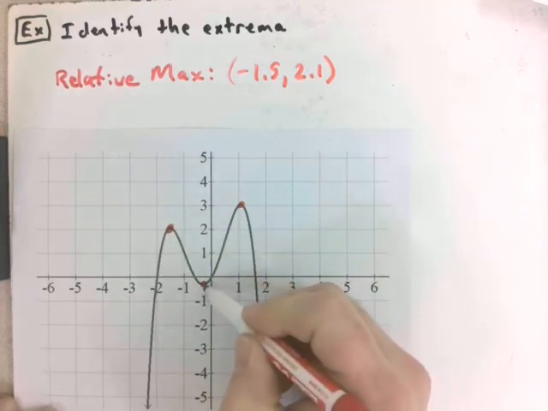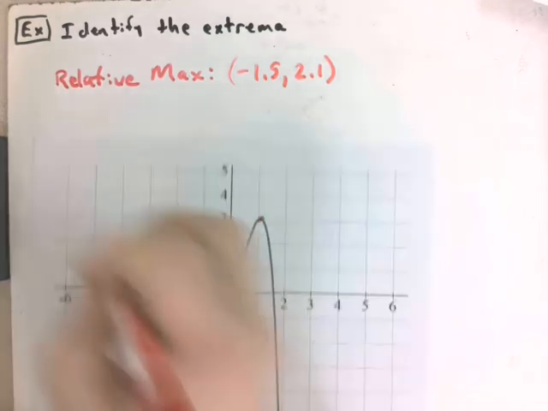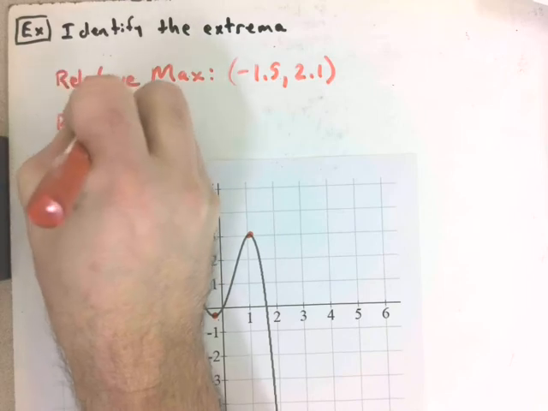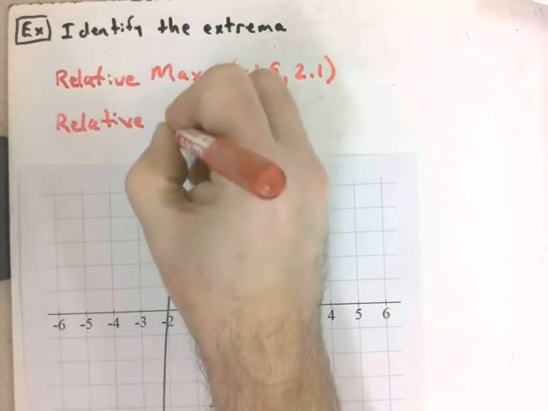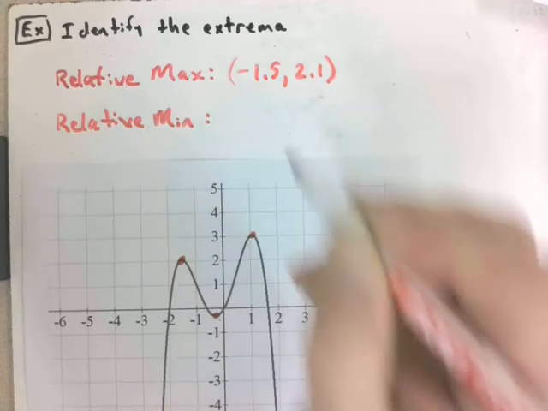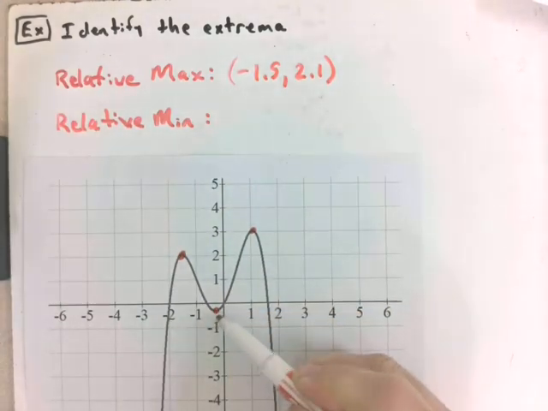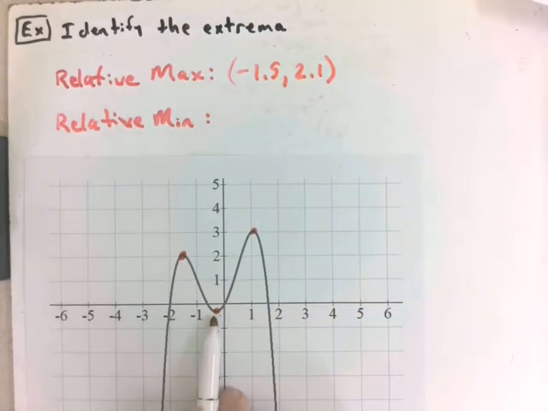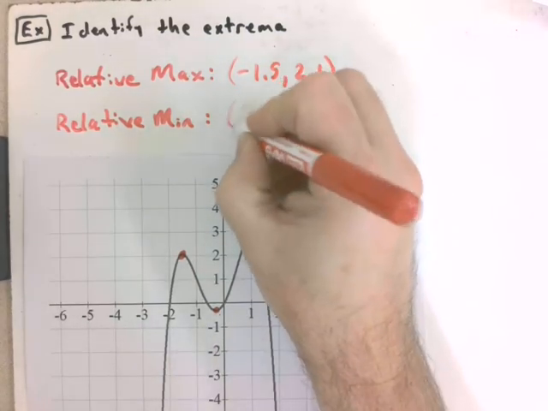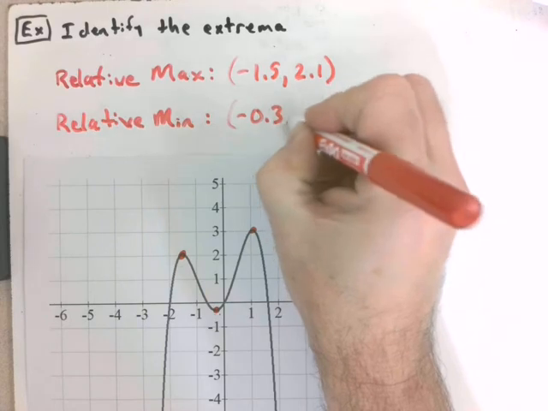We also have a relative minimum here. This relative minimum, if I were to approximate that, looks like it's at about negative 0.3 for the x-coordinate and also about negative 0.3 for the y-coordinate.